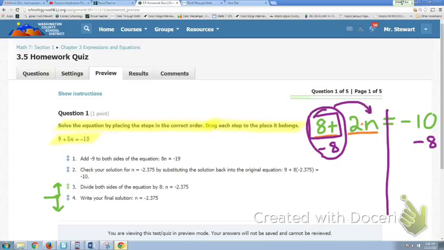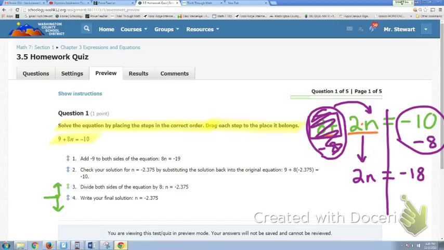So that goes to 0. This is a 0 pair. And 2n is still left alone. That's going to be equal to, or balanced with, my new set of numbers over here, negative 10 and a negative 8, which is negative 18. And that works just fine.